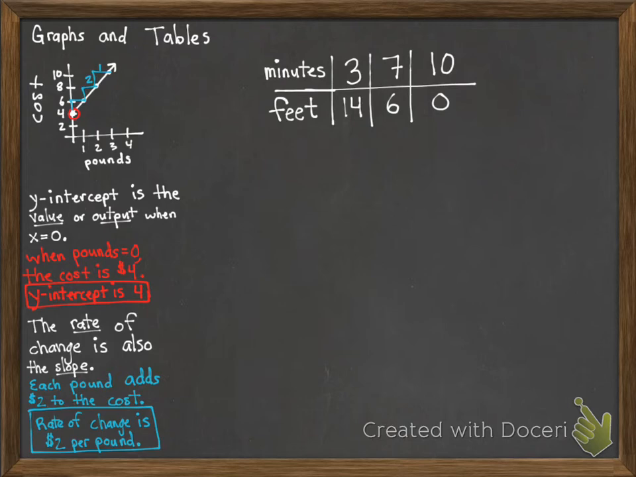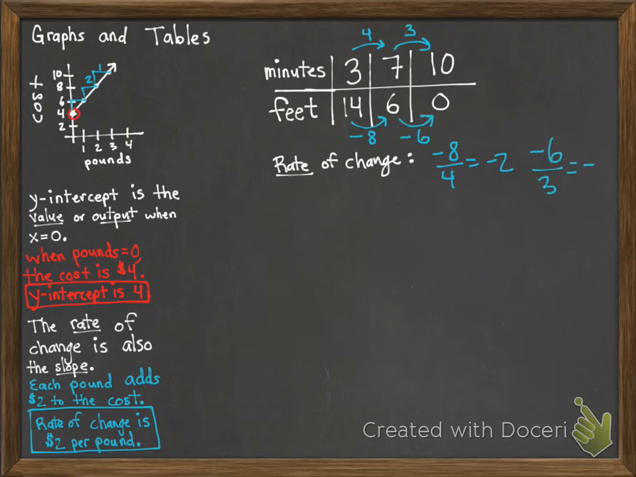Let's find the y-intercept and the rate of change. We're going to find the rate of change first to see how fast this snail was going. Since the first change is 4 minutes and it went 8 feet, that means we would have -8 divided by 4. It's got 2 feet closer every minute that it was going. The same can be said when it goes from 7 minutes to 10 minutes.